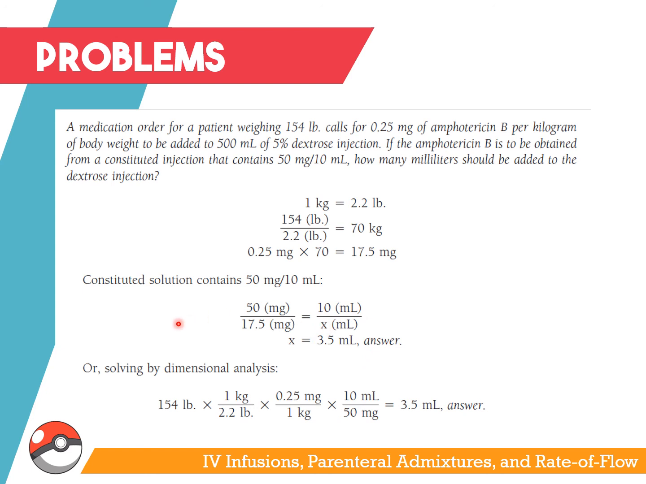Okay, so a more systematic way is by using dimensional analysis. So we have 154 pounds times 1 kilogram over 2.2 pounds. So we cancel pounds. Next, 0.25 milligrams per kilogram. We cancel kilograms. And lastly, we multiply the constituted solution concentration, which is 50 milligrams per 10 ml. But to cancel the milligrams unit, we should place the reciprocal of the given. So we now have 10 ml per 50 milligrams to cancel milligrams. So the answer is 3.5 ml.